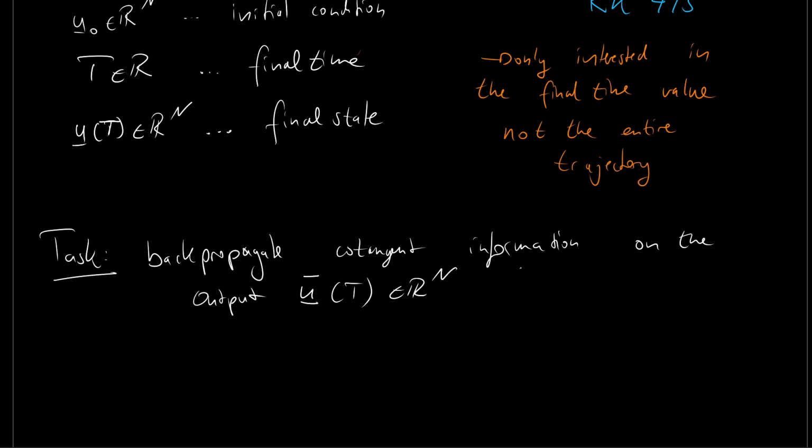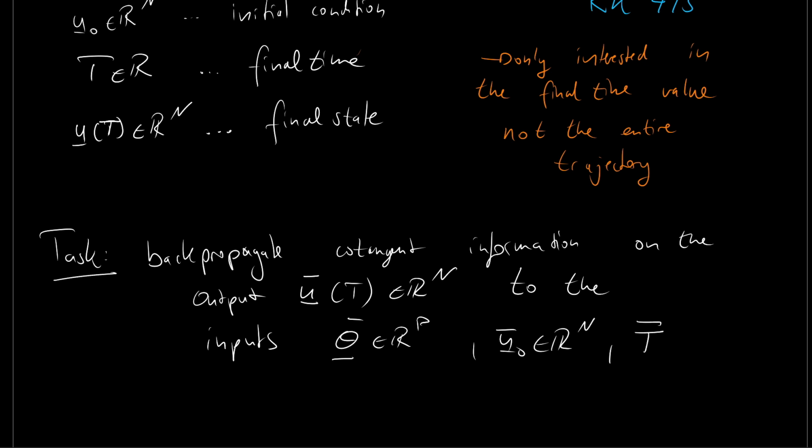And we want to backpropagate this to the inputs. And the inputs are a cotangent parameter vector, which is p-dimensional. It is a cotangent initial condition, which will be n-dimensional, as well as a cotangent final time, which will be another real-valued number. The reason you might be interested in such a pullback rule or vector-Jacobian product rule that we are deriving here is if you want to insert this into a larger computational graph and then want to get some gradient information of a subsequent loss for which, for instance, the original primal input is involved.